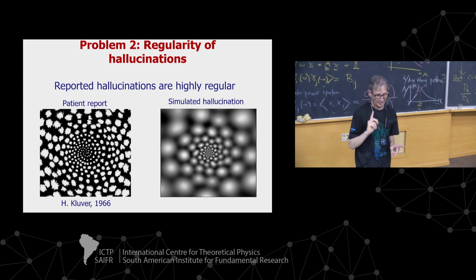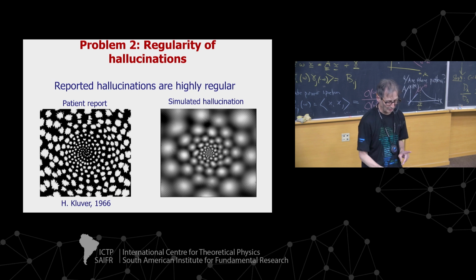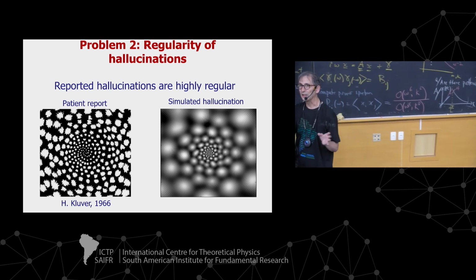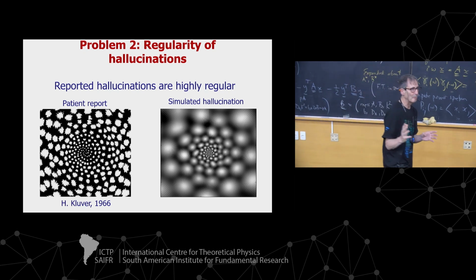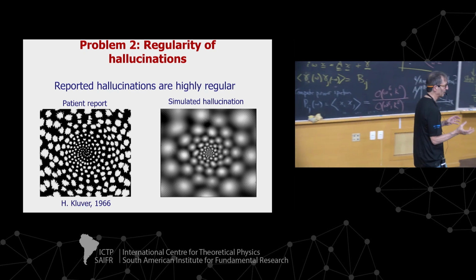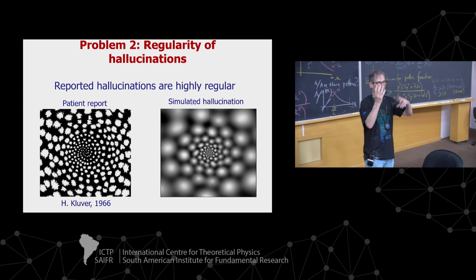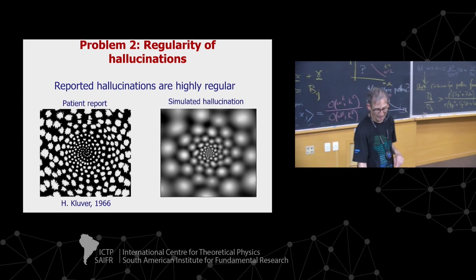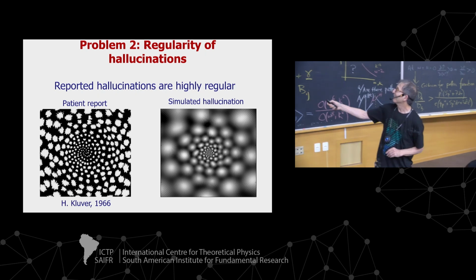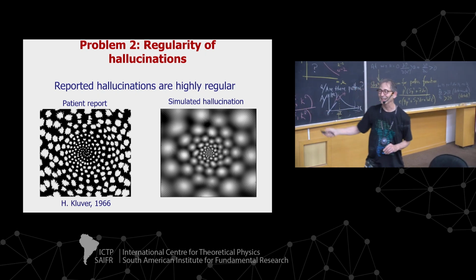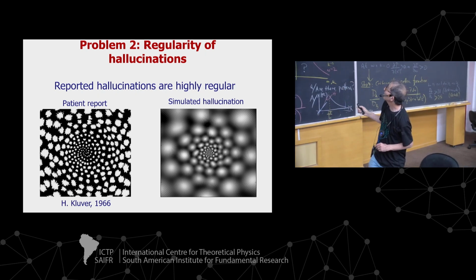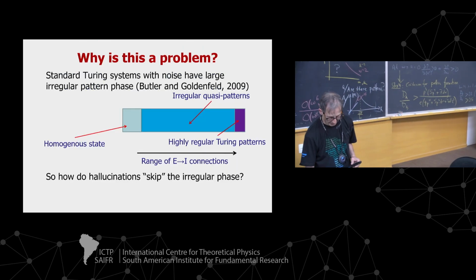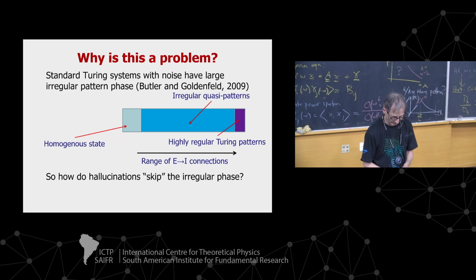Okay. So there's another thing that's interesting. When you look at what the patients report for their hallucinations, they are very regular. You're probably saying, well, if I've got stochastically generated hallucinations, they should be random. But when people draw their patterns, they're all very regular, like you can see over here. So why is that? Why are the reported hallucinations regular? And you can see that over here as well.